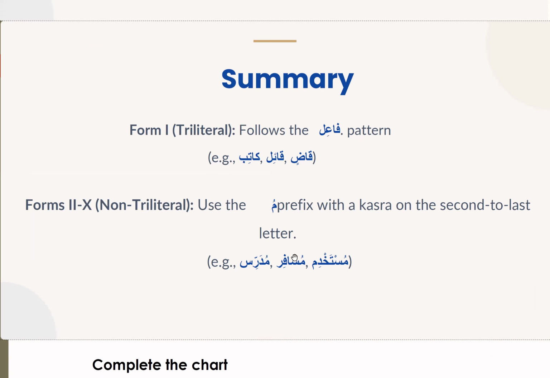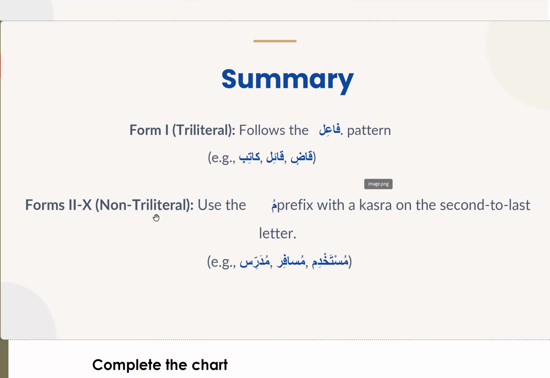So summary, if the first form is trilateral, thulathi, you have to follow the fa'il pattern. Qadin, qa'il, katib. If it's non-trilateral, put mu. Basically first you need to take the fi'l mudari'. That's one important factor over here. As for the trilateral verb, you do it with the past tense. So for example, qadin is from the verb qada, that's the past tense. Qa'il is from the verb qala, past tense. Katib is from the verb kataba, past tense.